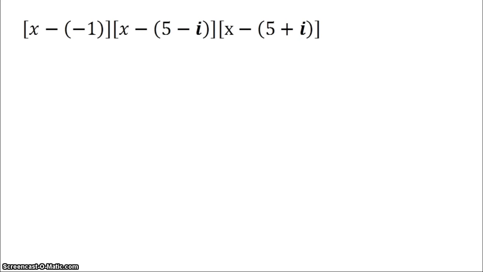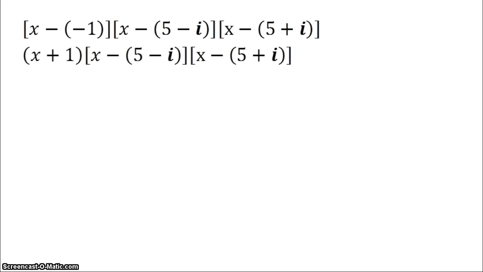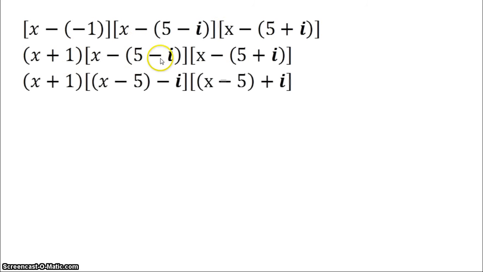So the first factor, x minus -1, is just x plus 1. That one's easy. The next step is a little trickier. I want to move the parentheses from 5 minus i to x minus 5, and from 5 plus i to x minus 5 again. The reason I do this is because now I have a number, x minus 5 minus i, and that same number, x minus 5 plus i.